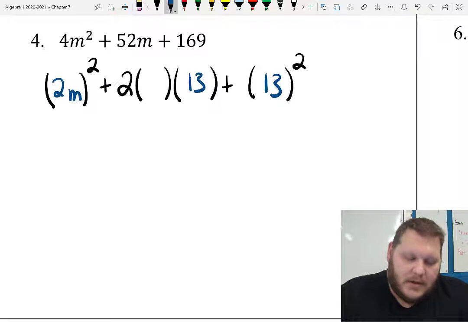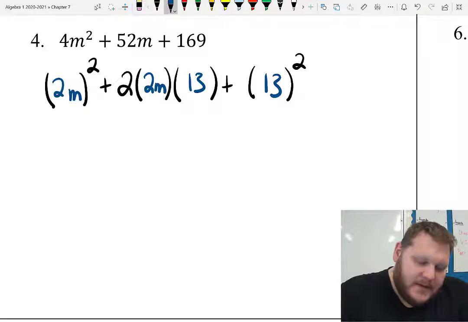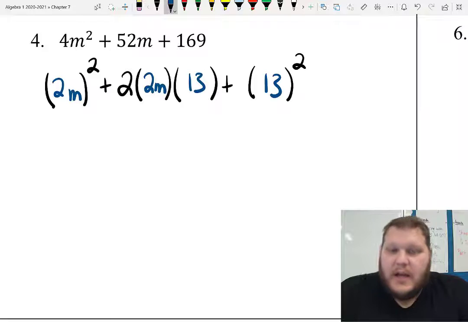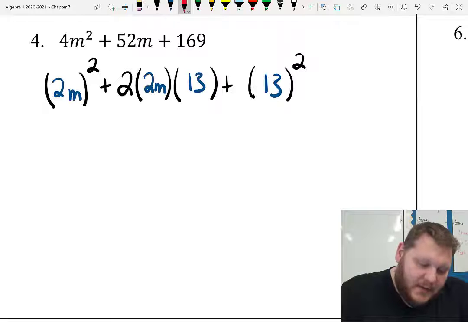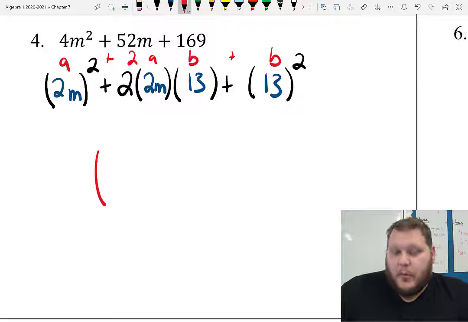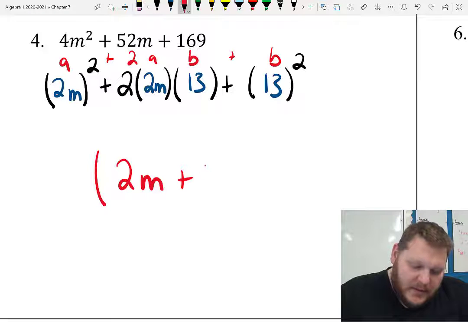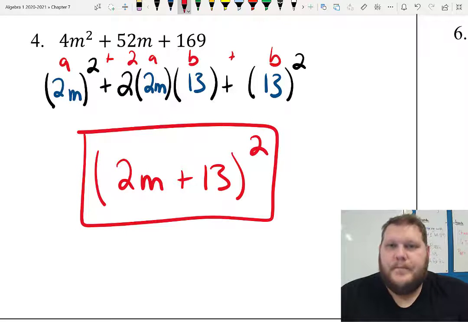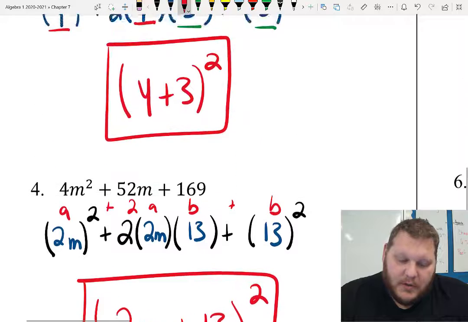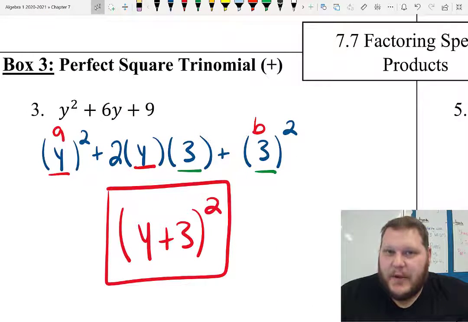So 2m should be that a term, which if I multiply all these together, 2 times 2m times 13, I do end up with 52m for that middle term. So my pattern does fit. So the way that would factor out, if this is my a value and this is my b value, because this is 2ab plus for my formula, is (2m + 13) squared. Okay, that's my perfect square trinomial when it's a positive in between.